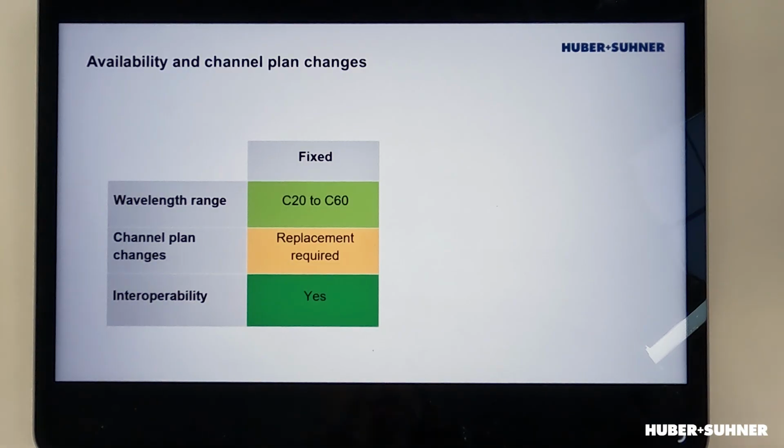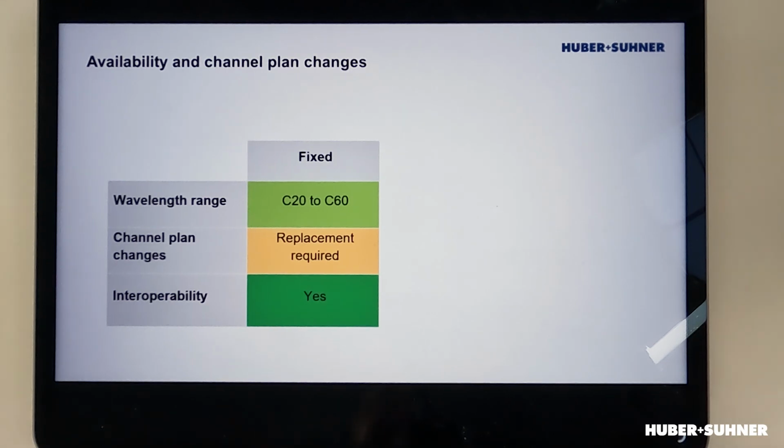Now let's have a look at the availability and the channel plan changes. Regarding availability, fixed wavelength transceivers are very widely used in the industry, and they're readily available, but only for the wavelengths C20 to C60. You can also get the other wavelengths, but they're very difficult to come by, and a lot of times they tend to be very expensive.